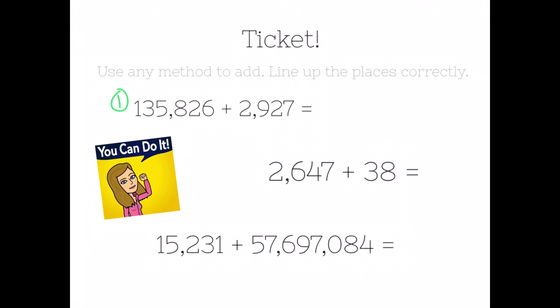So the first one is 135,826 plus 2,927. Your second problem is 2,647 plus 38. And your final one goes into the millions. So you have 15,231 plus 57,697,084. Remember, when you're lining up the numbers, put the largest number on top. And then it's much easier to line up your numbers using place value. Good luck!